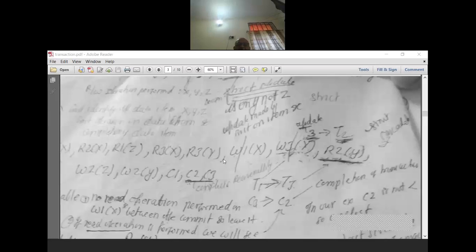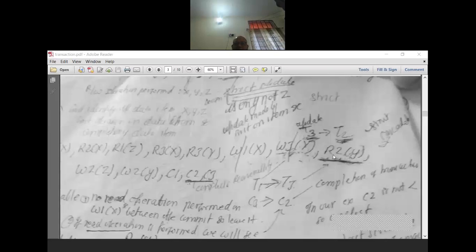Now again I will check the first write operation on data item Y. The first write operation on data item Y is performed by the third transaction, and the completion of the third transaction is over here, C3. Now I will check between the first update on data item Y and the completion of the transaction: is any other operation performed on data item Y?